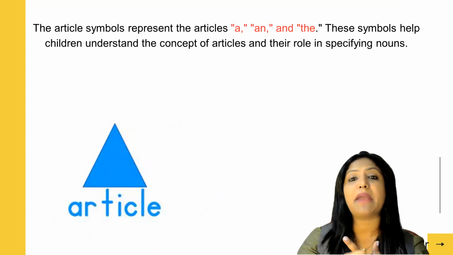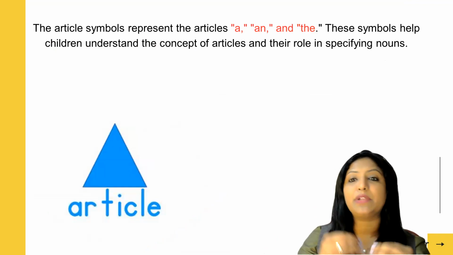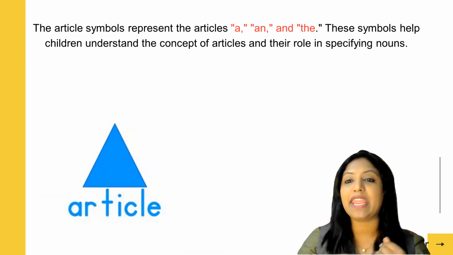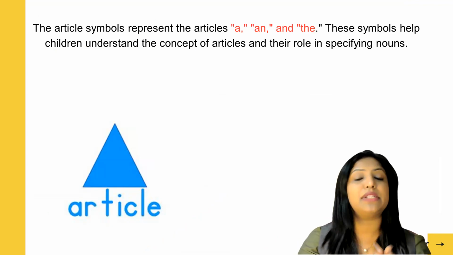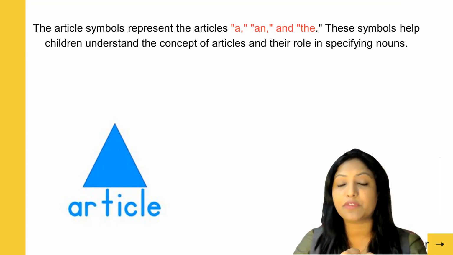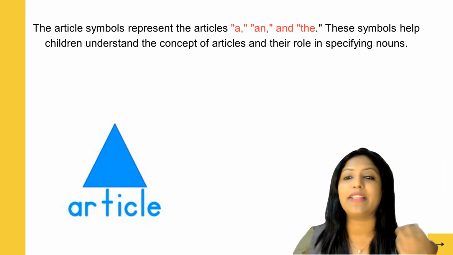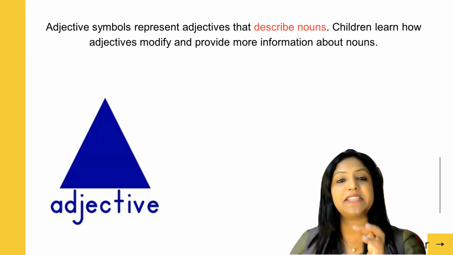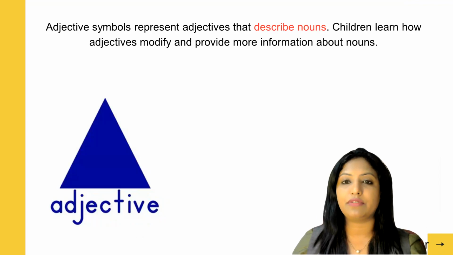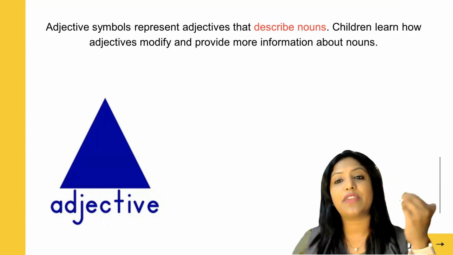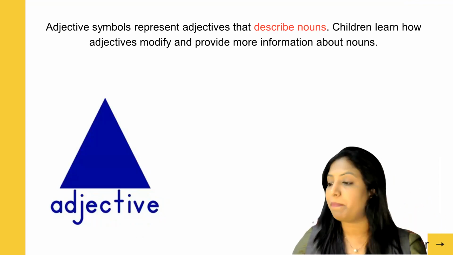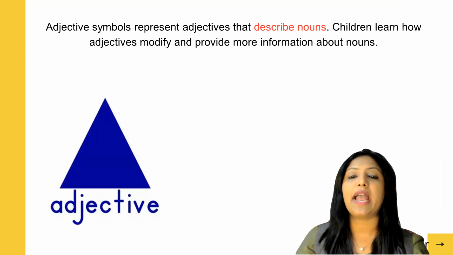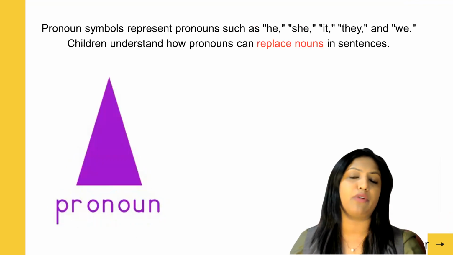Now, to represent my articles, we use the symbol of a light blue triangle. To represent my articles, that is my a, an, and the. These symbols will help children understand the concept of articles and their role when they're specifying my nouns. Adjectives are represented by a dark blue triangle. Adjectives describe the noun better, so children learn how adjectives can modify and provide more information about nouns.